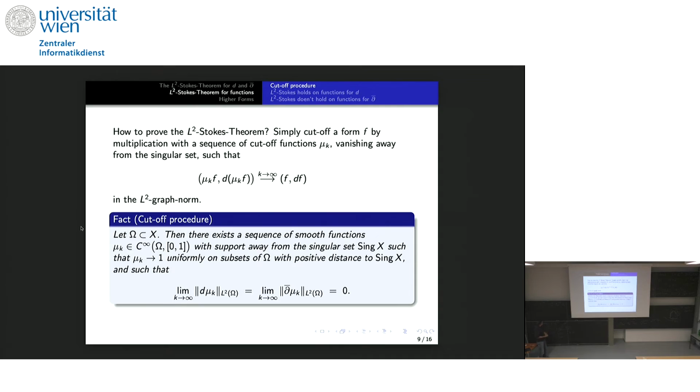So the problem is, you can imagine if here is the singular set of X and this is X, you start with cutting off like that. This is maybe mu1, and then this is mu2 and mu3, and the slope gets larger and larger. So we don't have a problem with these functions, but we have a problem with the derivative of it getting larger and larger here.